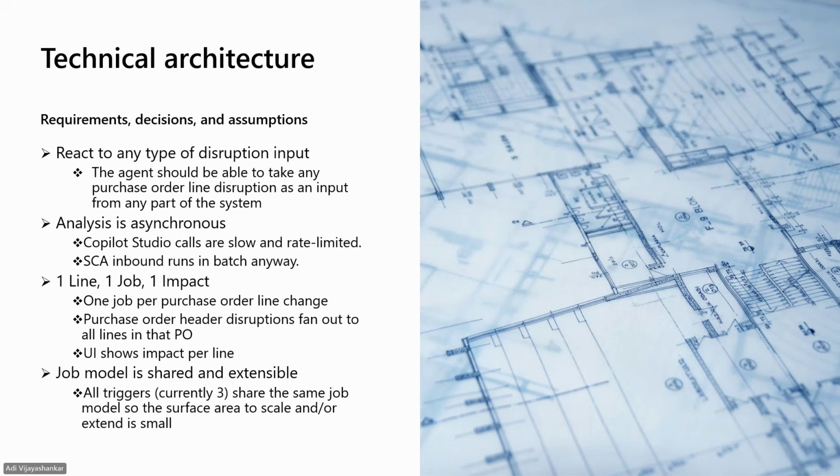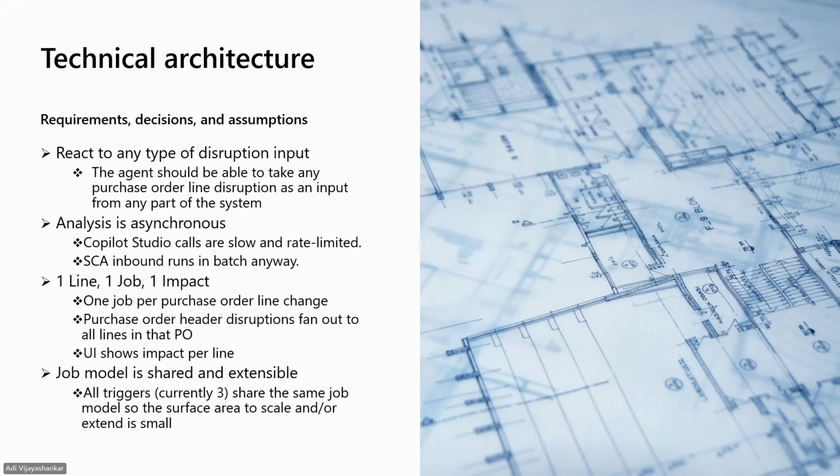In case we have a change on the header level of the purchase order, this change will fan out to all the lines. And of course, our UX will show the impact per line. And finally, the job model is shared and extensible. So all the triggers, currently 3, share the same job model. So the surface area we have to scale and extend is small and easy to deal with.